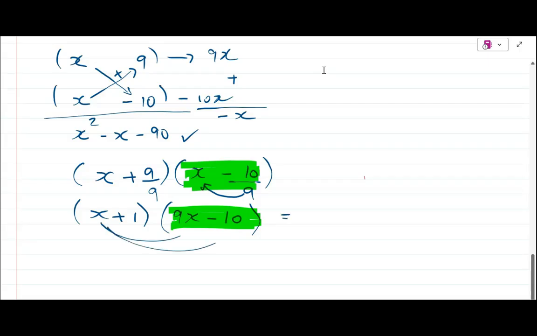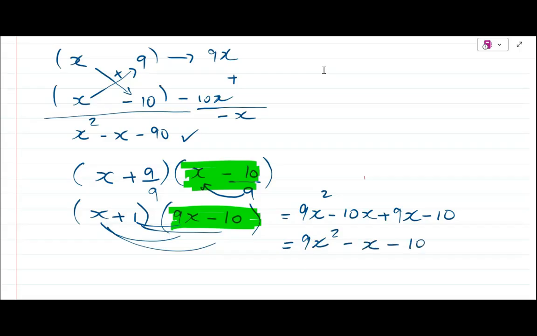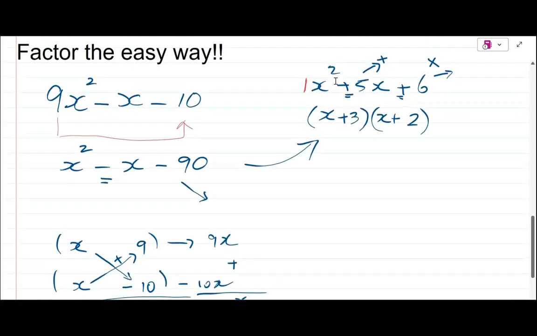So multiply through, you get 9x squared minus 10x plus 9x minus 10. Simplify: 9x squared minus x minus 10. Now, does this look like what we had? Sure it is. Look at that.